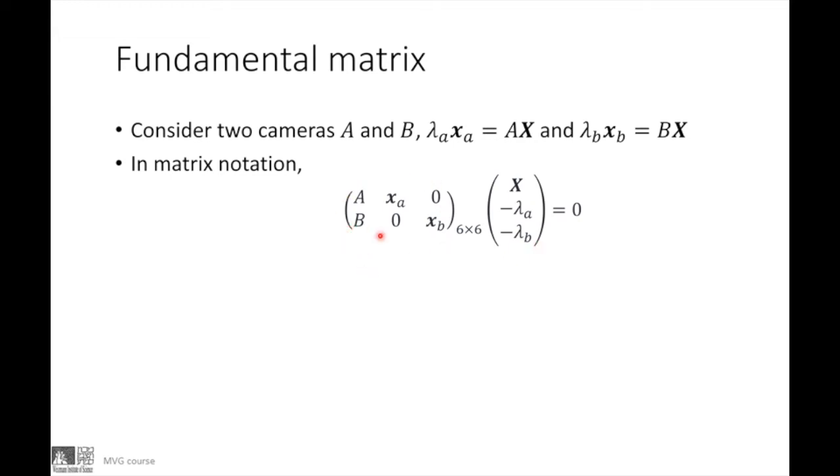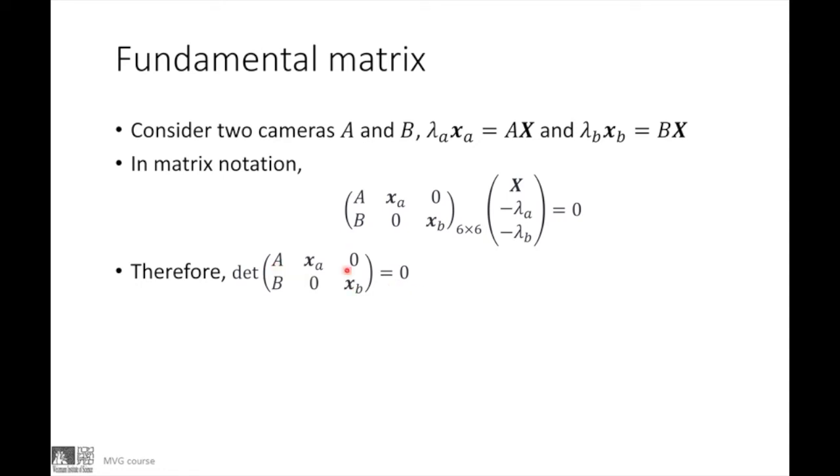And this matrix is 6x6. A is 3x4, B is 3x4, so there are 6 rows, and there are 2 columns for x_A and x_B. Together, 6x6. What do we know about this 6x6 matrix? We know that it has a non-trivial kernel. This means that the rank of this 6x6 matrix is at most 5, and that the determinant of the 6x6 matrix is 0.